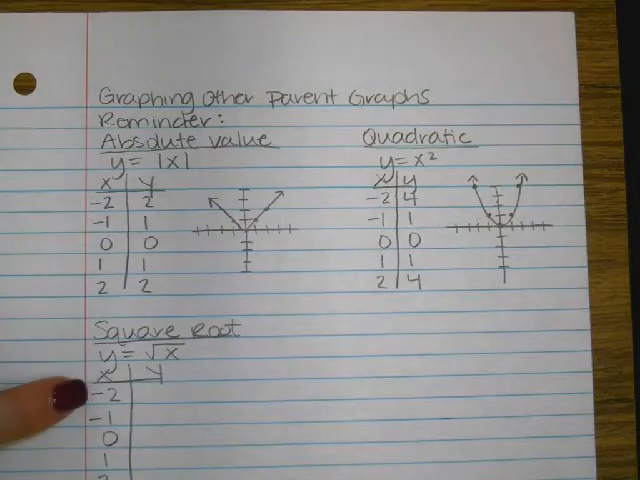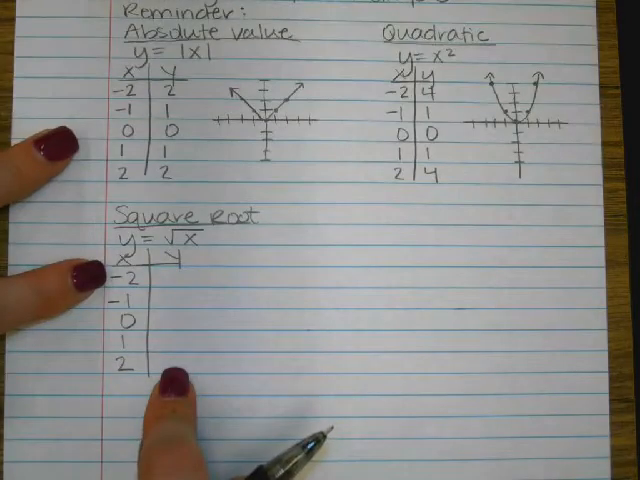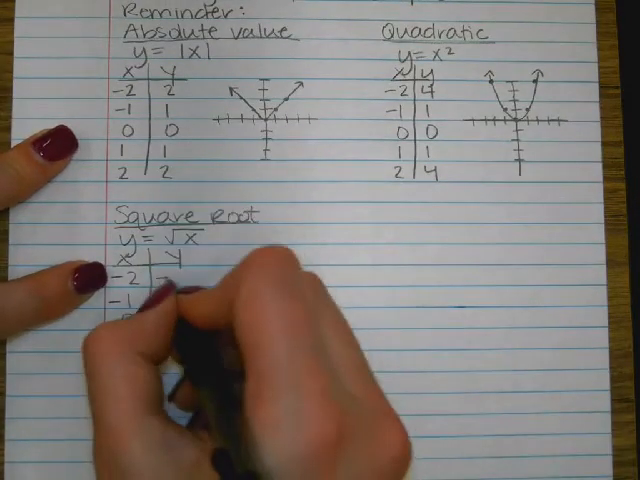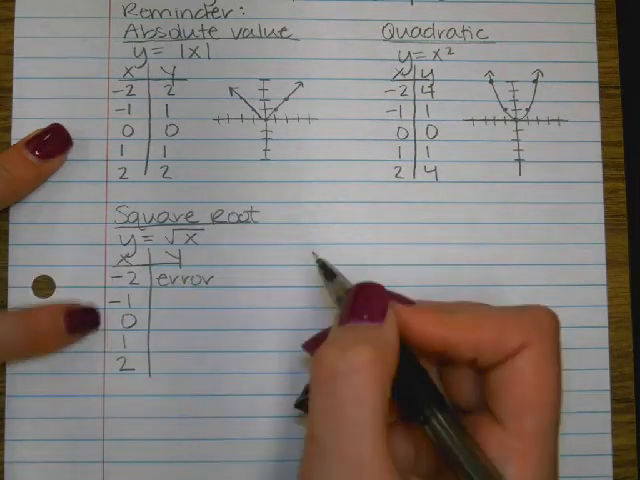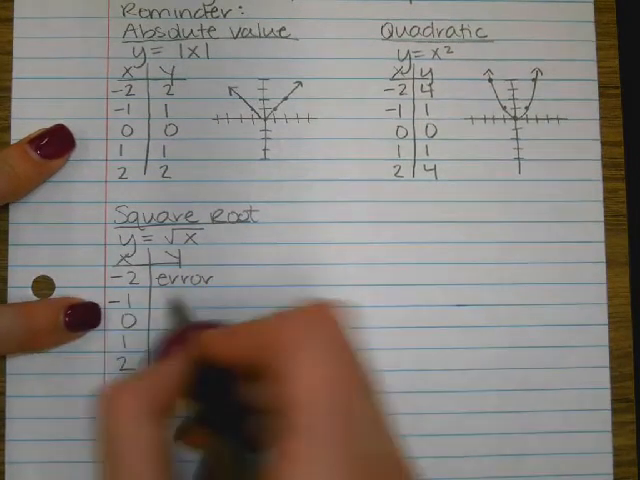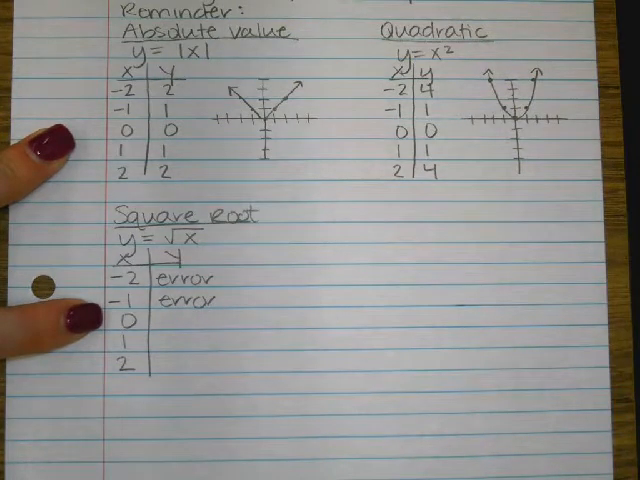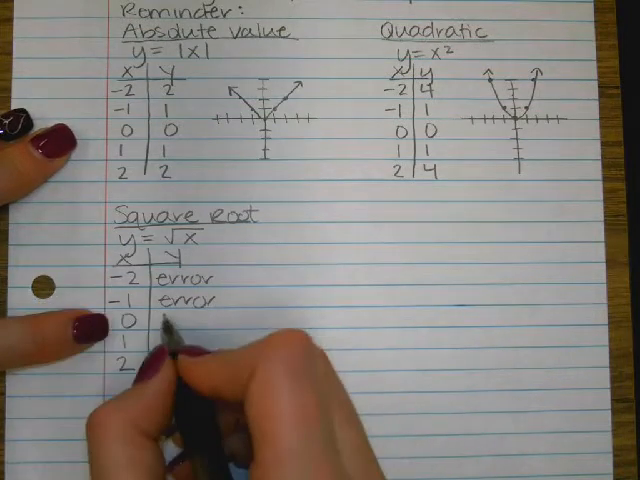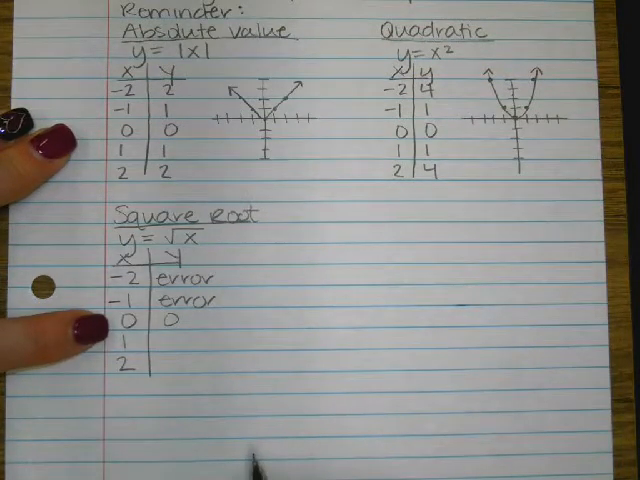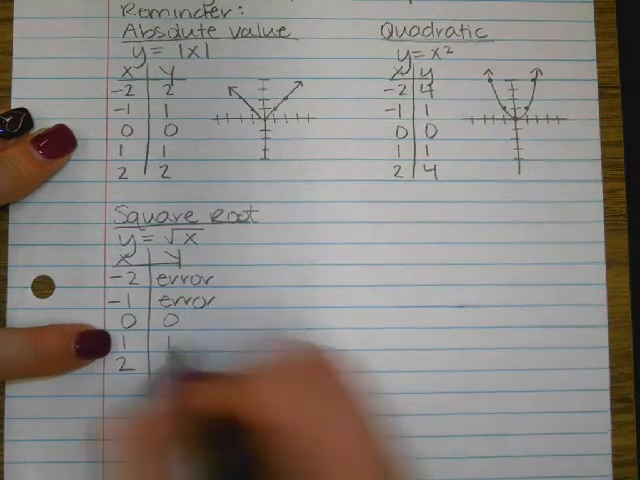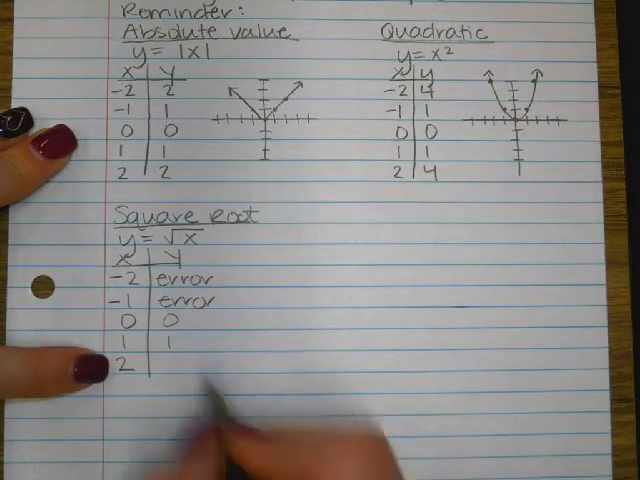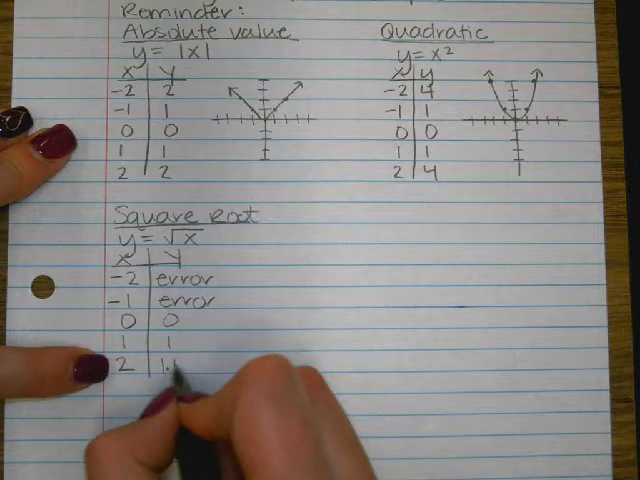And when you plug in -2, the square root of -2 is going to give you an error message. The square root of -1 is also going to give you an error message. If you guys remember when we had square roots of negatives, that's when we put an i in front. We said those were imaginary numbers. Those aren't real. The square root of 0 is just 0 though, so that one works. The square root of 1 is 1. And the square root of 2 is 1.4.